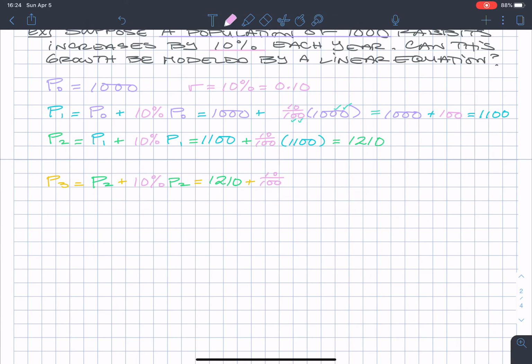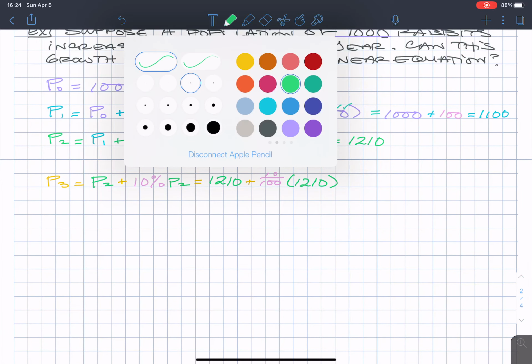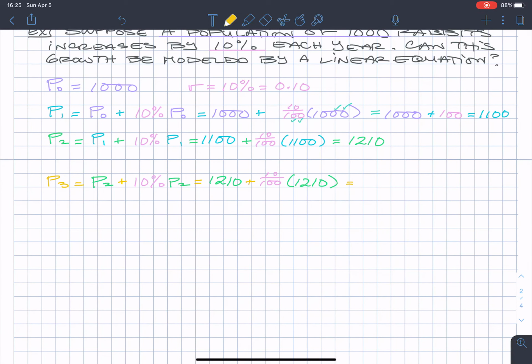10% of 1,210. Remember, 10% just moves a decimal over by 1, right? So we're going to add $121 to 1,210, so we get $1,331.